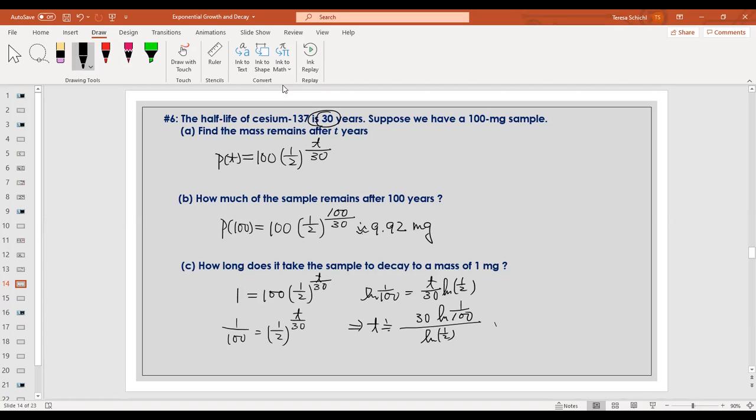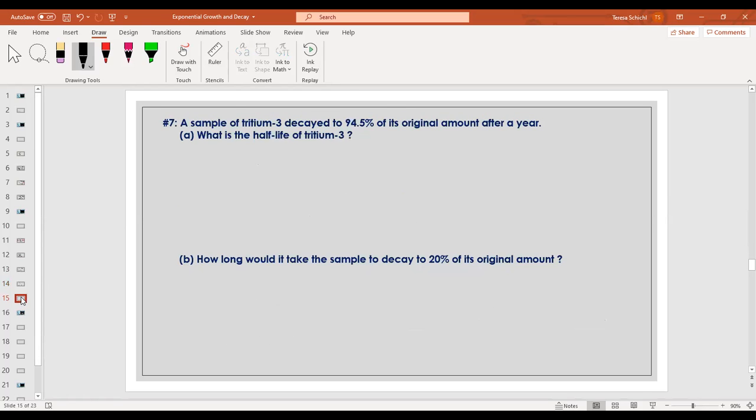I put it into the calculator and I get a number very close to 199.3 years. Okay, so for problem number 6, if you can remember the half-life formula, it's very, very straightforward, right? It's the half-life and the doubling time formula. They simplify the general exponential decay to the doubling time and the half-life. Okay, let's take a look at the other ones here.